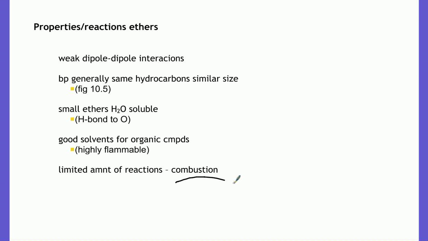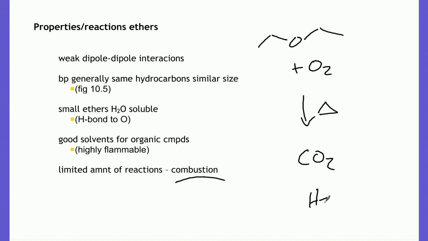So if I took that original ether again, and I wanted to burn it, I can definitely do that. I'm going to make the same products as always. I'm just going to make carbon dioxide and water. It's just going to balance appropriately. Again, the hardest part there is probably going to be figuring out how many carbons do I really have. Remember, it was 4 carbons, 10 hydrogens, and oxygen.